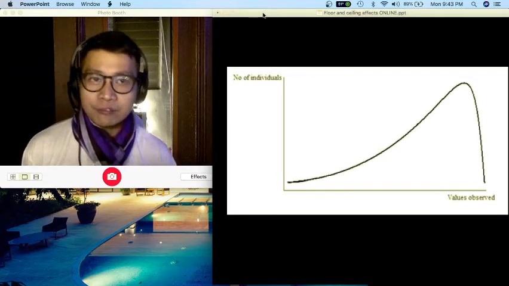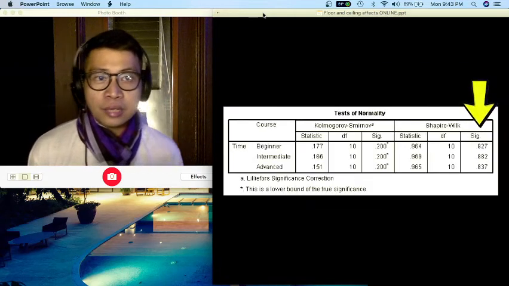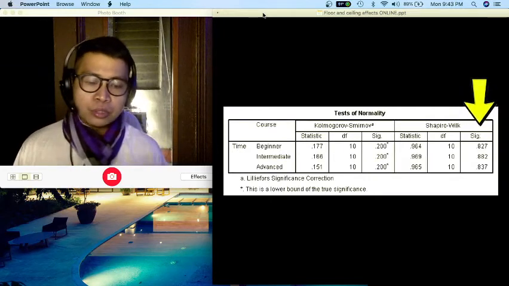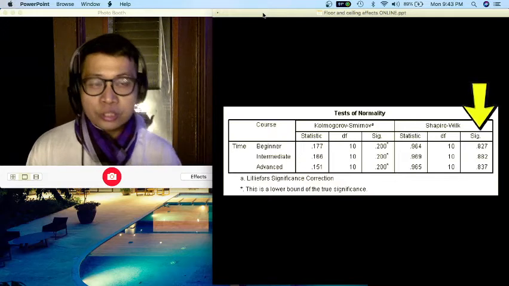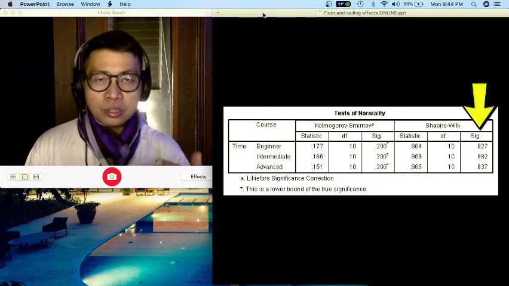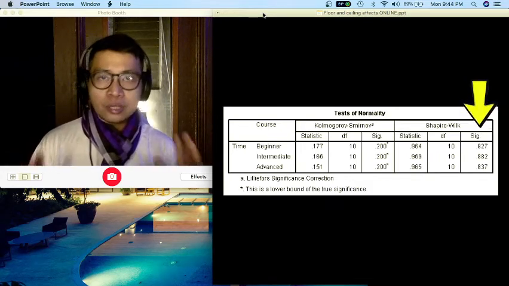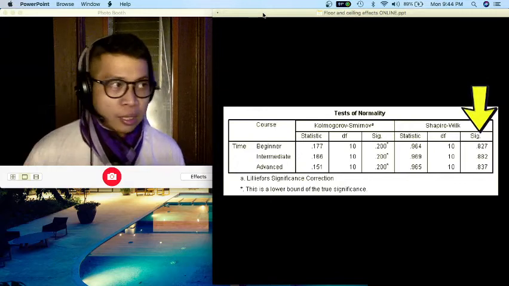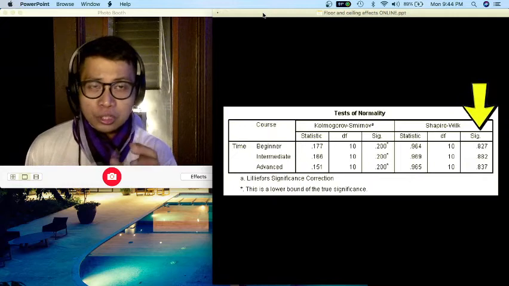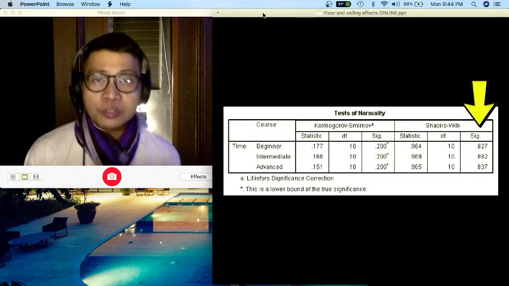Pero alam niyo, kung gagamit kayo ng SPSS or ng statistika, there is a way for us to really quantify how normal the curve is. Ito yung tinatawag nating Shapiro-Wilk test. Tinitignan ng Shapiro-Wilk test kung yung distribution ba ng scores na nakuha mo from your participants forms more or less a shape of the normal curve. And again, take note, that's what you want to see. Gusto mo talagang makita na yung scores ng participants mo sa pilot test mo is assuming the shape of the normal curve.